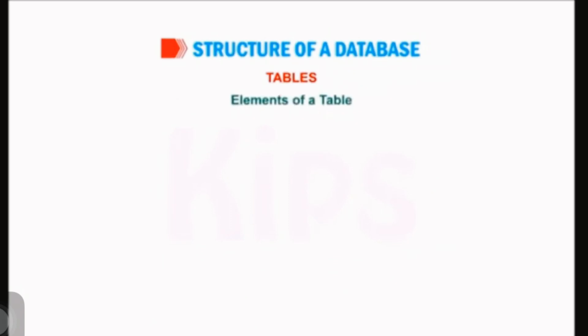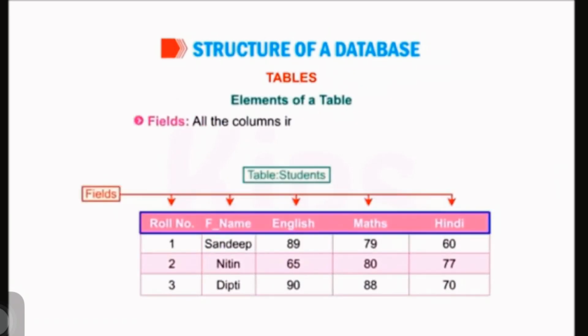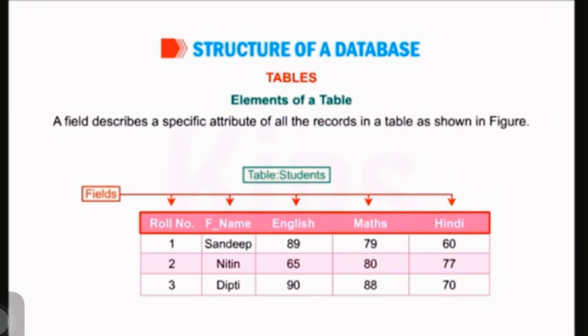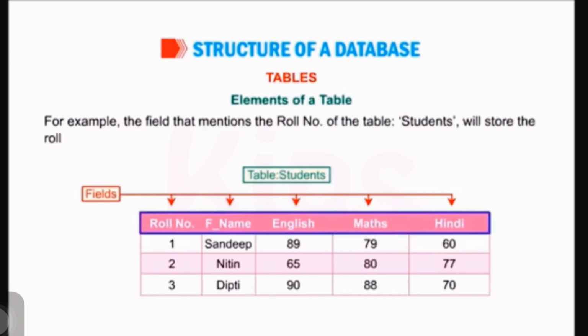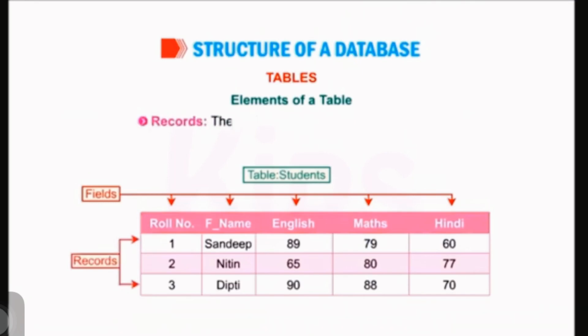Elements of a table. Fields. All the columns in a table are called fields. A field describes a specific attribute of all the records in a table as shown in the figure. For example, the field that mentions the roll number of the table students will store the roll numbers of all students. Records. The rows in a table are called records.